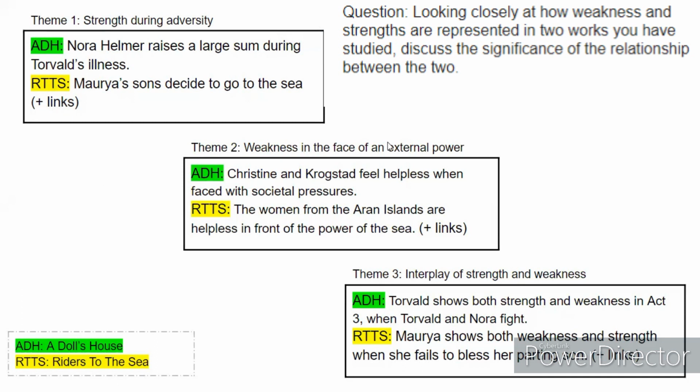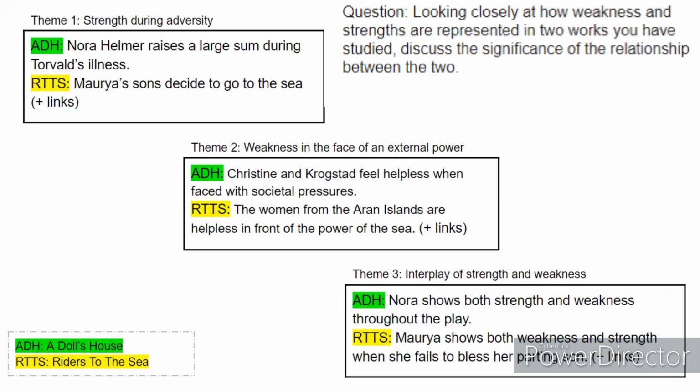For theme 2, weakness in the face of an external power, Christine Linde and Krogstad feel helpless when faced with societal pressures. Both these characters are faced with immense societal tensions, while in Riders to the Sea, the women from the Aran Islands are helpless in front of the power of the sea. So again, we have similarities where there is an external power in front of which the characters feel utterly helpless. And while Christine adopts socially acceptable methods to deal with those pressures, Krogstad, on the other hand, adopts methods that are not fully acceptable.